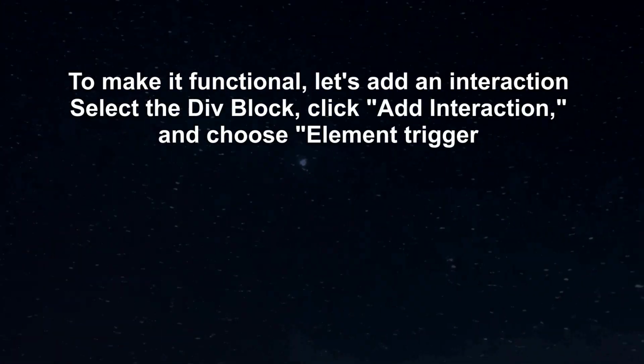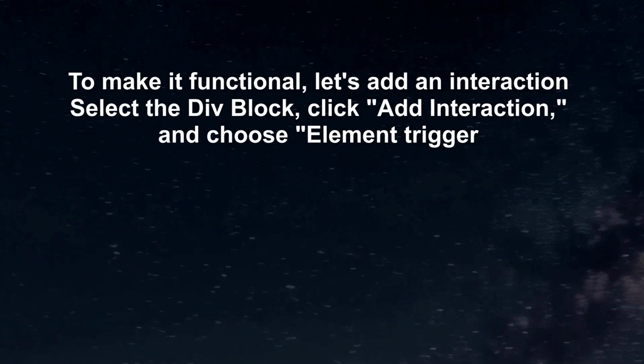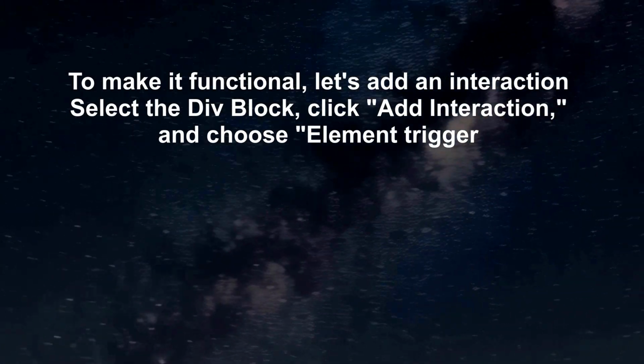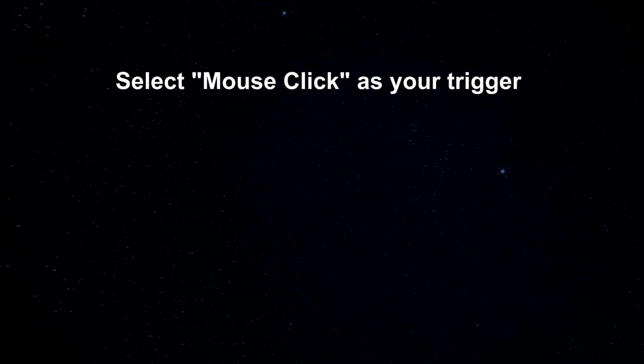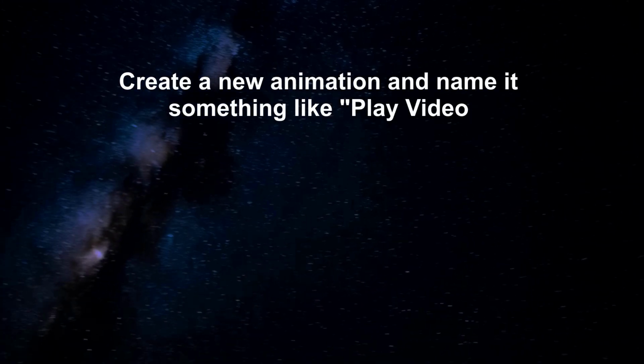To make it functional, let's add an interaction. Select the div block, click Add Interaction, and choose Element Trigger. Select mouse click as your trigger. Choose Start an Animation. Create a new animation and name it something like Play Video.